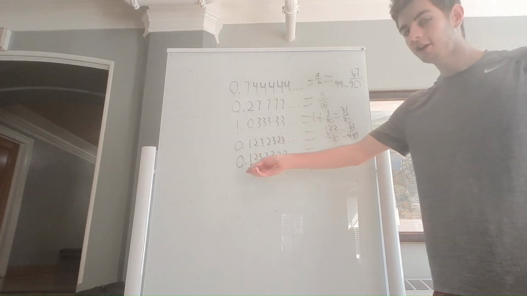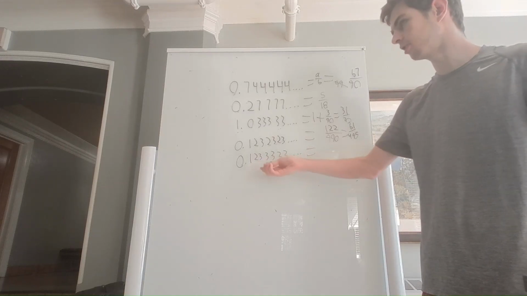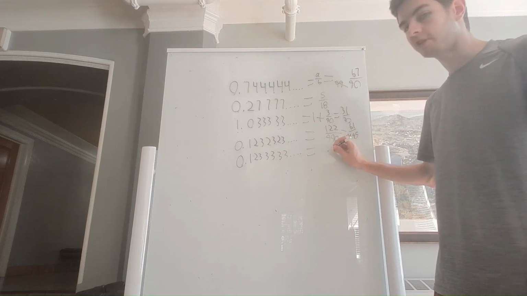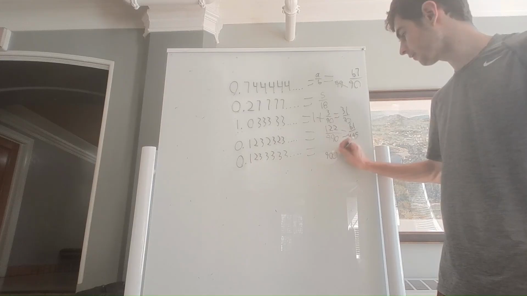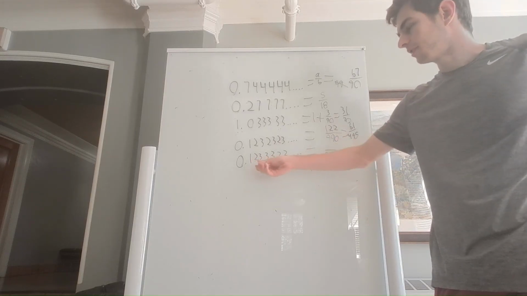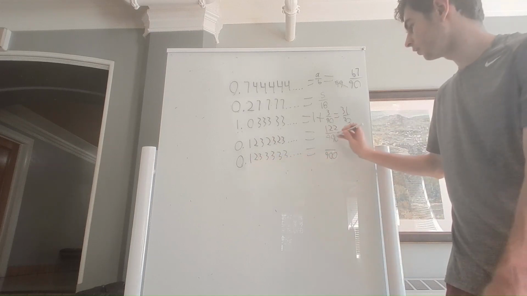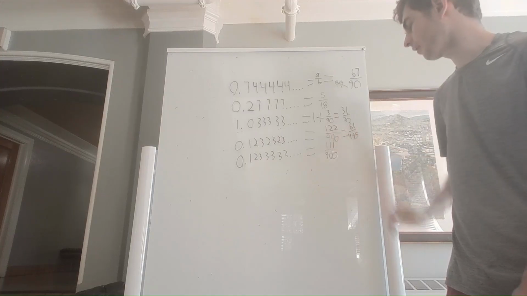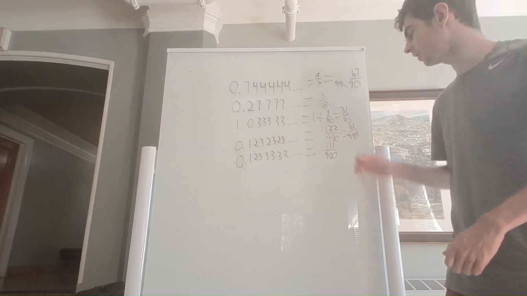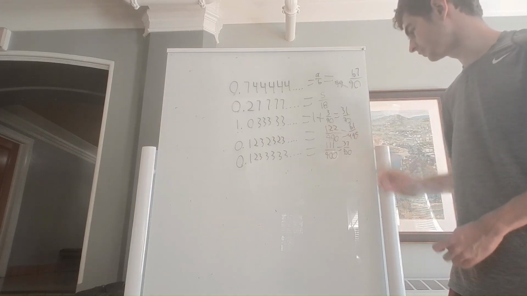And then down here is a similar thing. You've got 3 digits, but now the first 2 digits aren't repeating. So you replace 2 9s with zeros, so over 900. And then you subtract 12, since 12 isn't repeating. So 123 minus 12 will get you 111, which I believe does simplify to 37 over 300, like that.